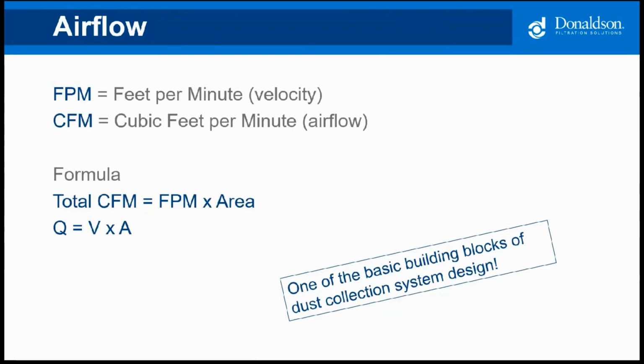The formula is one of the basic building blocks in designing dust collection systems. We start with the pickup points and calculate using the formula to get the required airflow at each pickup. This will give us the total CFM needed for the system. This formula is also used when we're calculating the required velocity within the duct. So throughout the design of the system, we'll refer to Q equals V times A over and over and over.